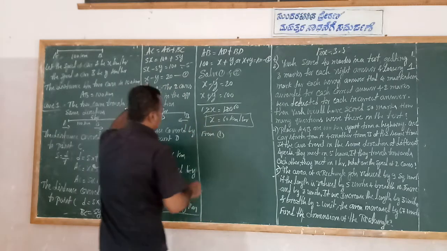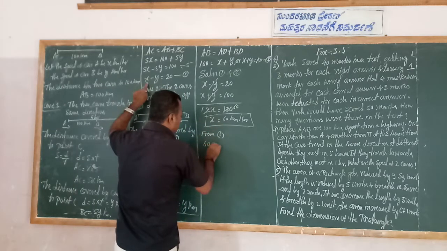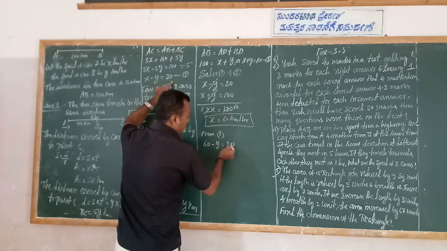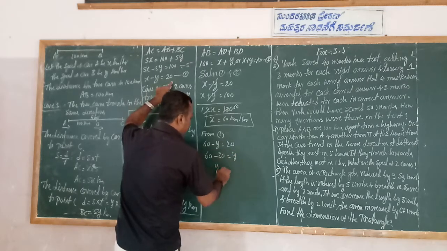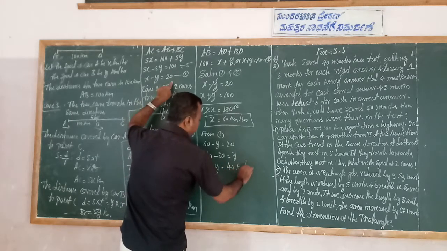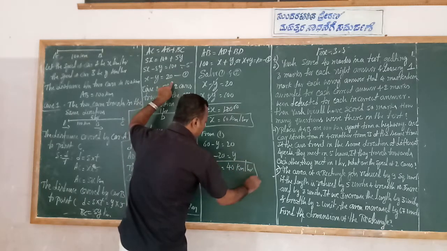So what is the equation? x minus y is equal to 20, so 60 minus y is equal to 20. Minus y has to go to the other side, plus 20 has to go to the other side. So 60 minus 20 is equal to minus y, which becomes plus y. Therefore y is equal to 60 minus 20, how much does it become? 40 kilometers per hour. This is the speed of car B.